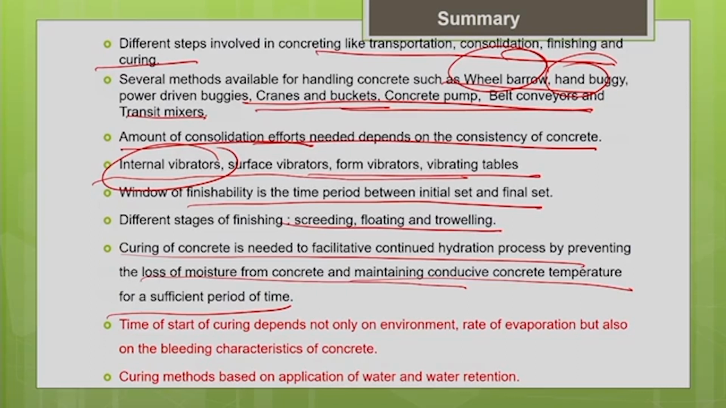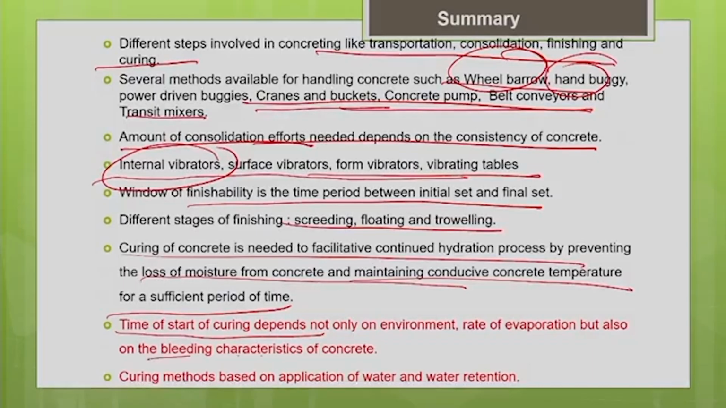If you overlook the curing, you will not get continued hydration, you will not get your desired strength, and you will not get your desired durability of your concrete. When to start curing depends upon the environment. We cannot generalize. For an aggressive environment where the rate of evaporation is high, we have to start the curing as early as possible. Even before the finishing, you can apply some initial curing.